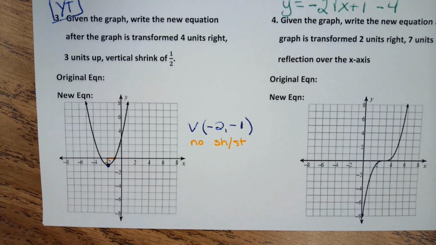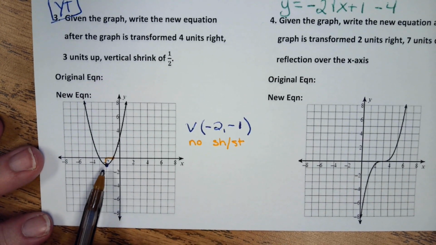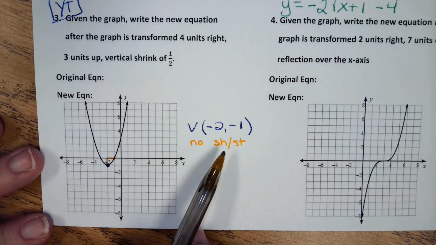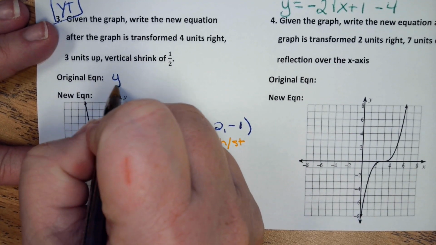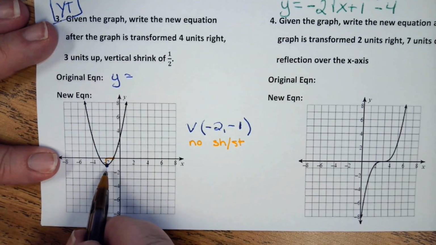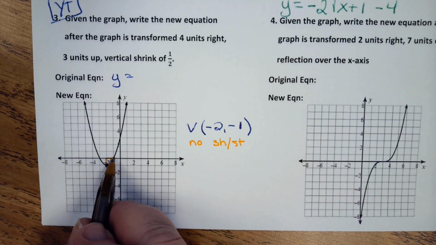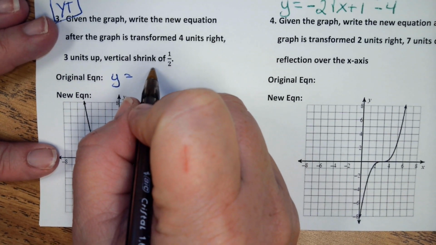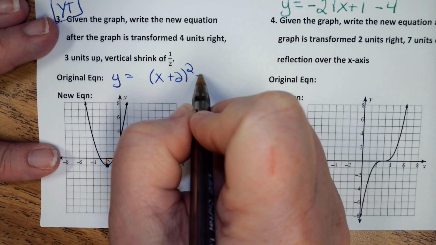Right, ready? All right, so our original vertex is at -2, -1. Okay, so our original equation would be y equals, it's opening up, so I know it's positive. If I went up 1/1, I saw that there was no shrinking or stretching going on, so we're going to have x plus 2 squared minus 1.